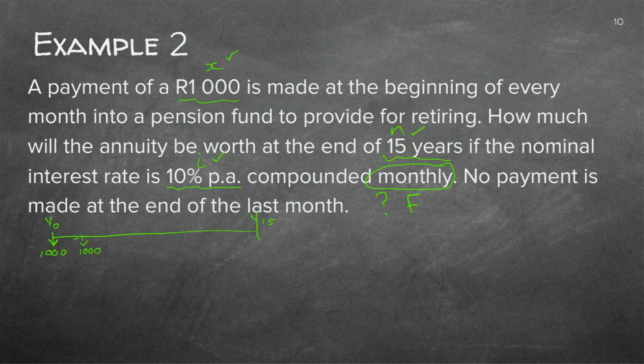Good. Now, before I go any further, let's just get my I. My I was 10%, so 0.1, compounded monthly, so I need to divide by 12. Therefore, my N, which is 15 years, needs to be multiplied by 12.